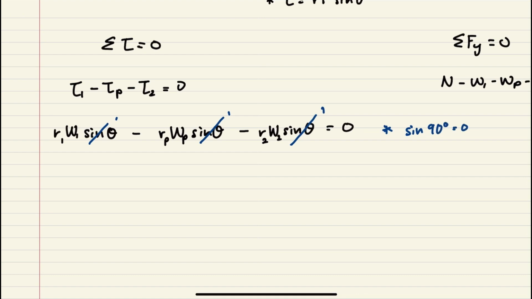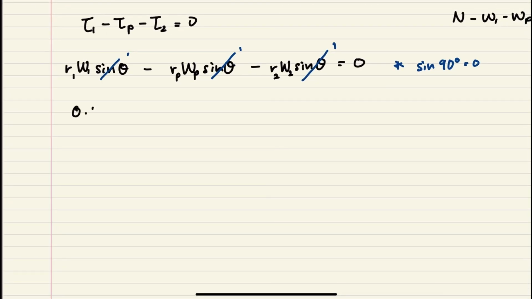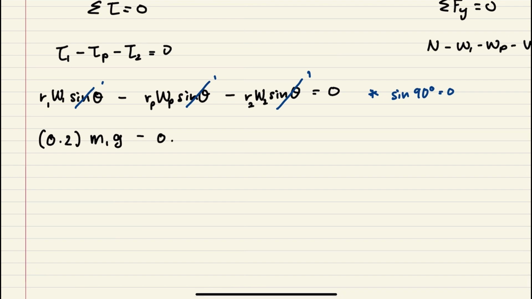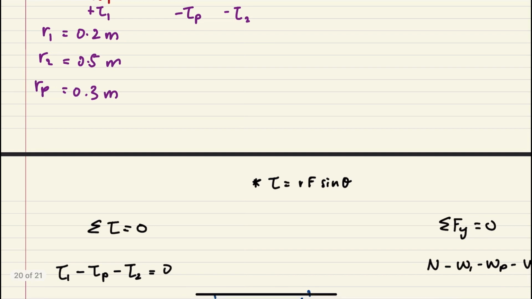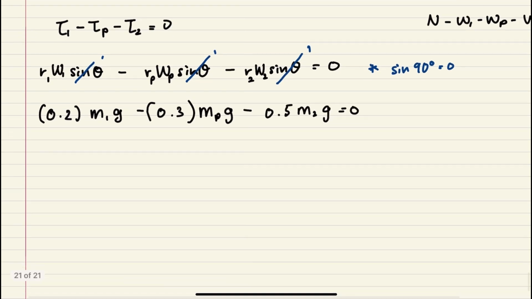Okay, so R1 is 0.2. I don't want to skip any steps, so I just write down this one as M1 G. So weight is equal to mg, right? Minus RP is equal to 0.3 times mass of P times G, minus R2 is equal to 0.5 times mass of 2 times G, equals 0. So you want to find mass of 2.